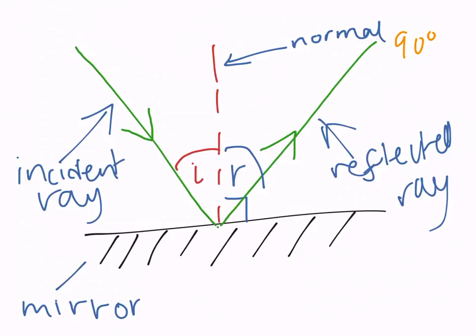So if an incident ray hit a mirror and the angle between that and the normal was 40 degrees, then the reflected ray, the angle between the reflected ray and the normal, the angle of reflection, would also be 40 degrees. So they're always the same. So you need to know what an angle of reflection is, an angle of incidence is, a normal, and we'll look at those key definitions and give you a test after.